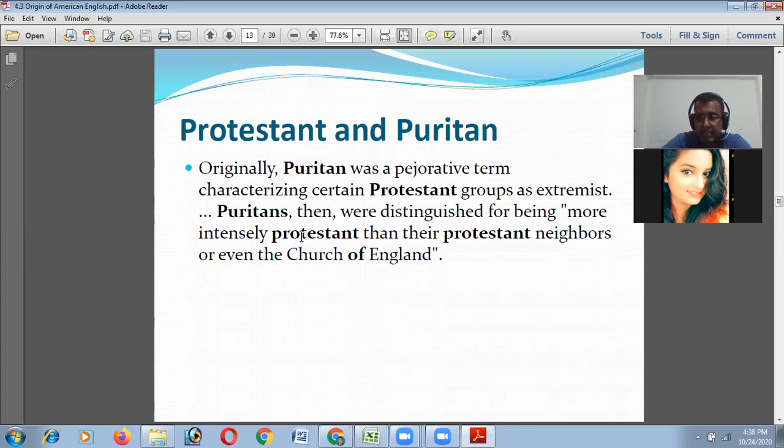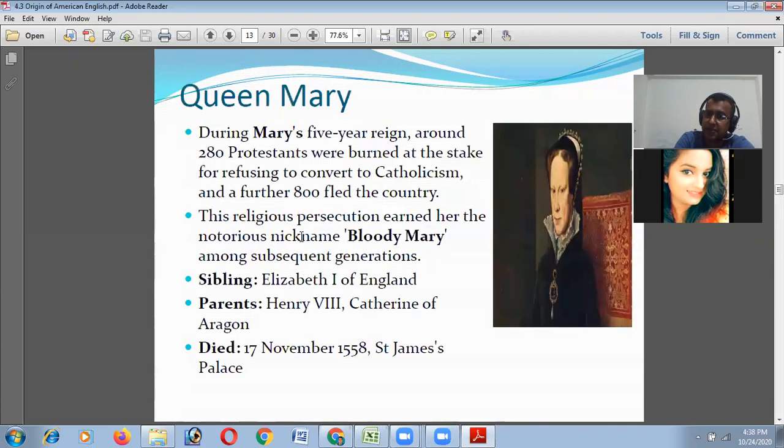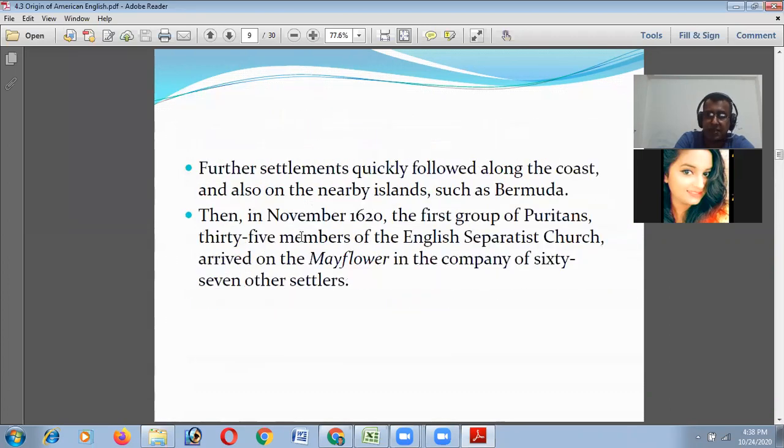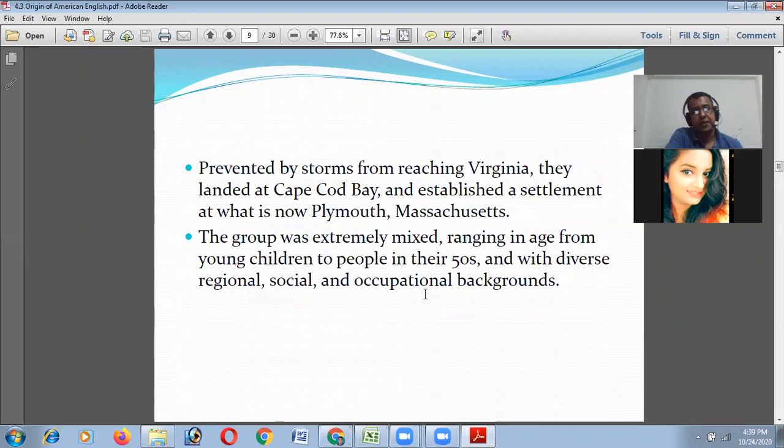They were killed. And for the persecution of Queen Mary, many English people who are Puritan, they left England and went to America. That was told over here, that 67 other settlers, and all of them are Puritans. They left England and went to America.